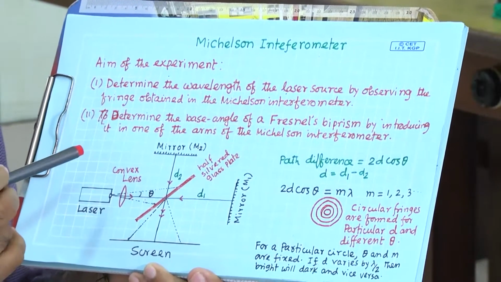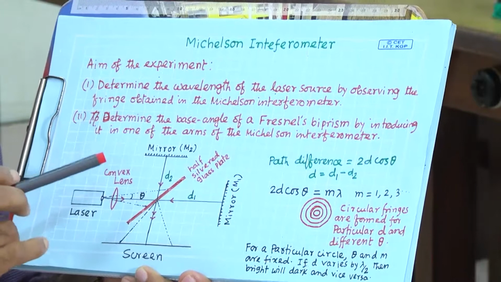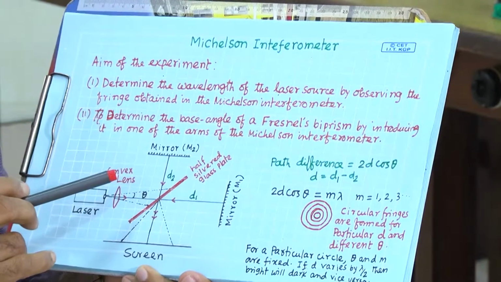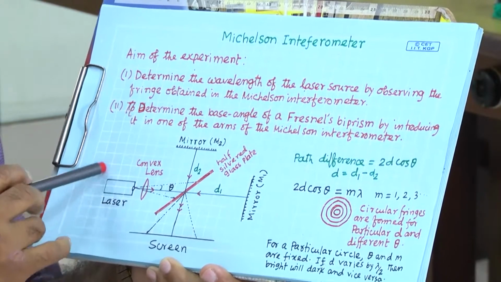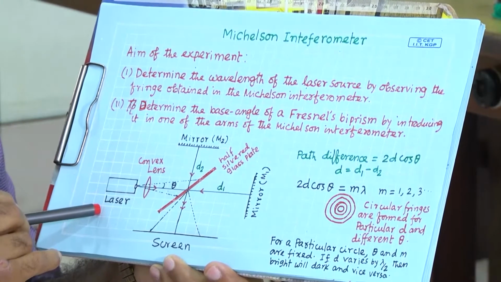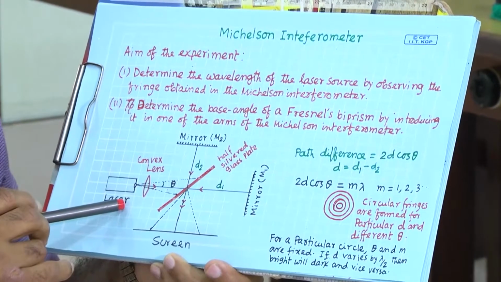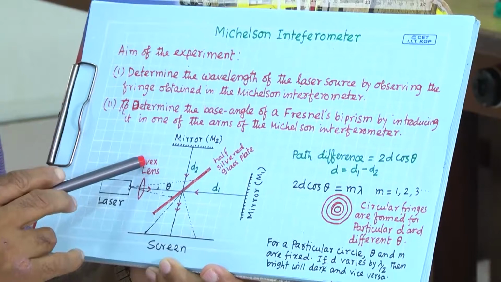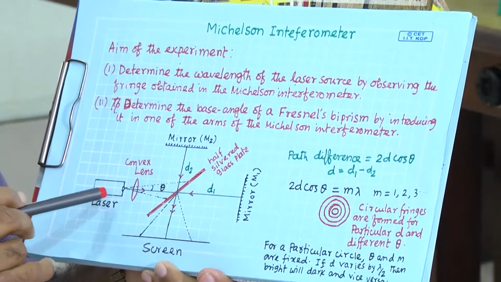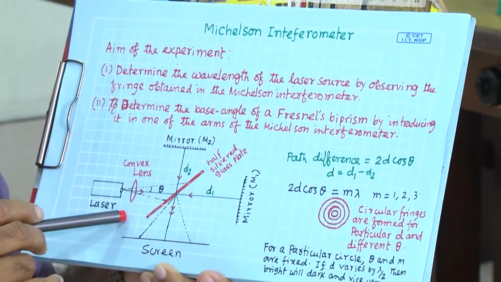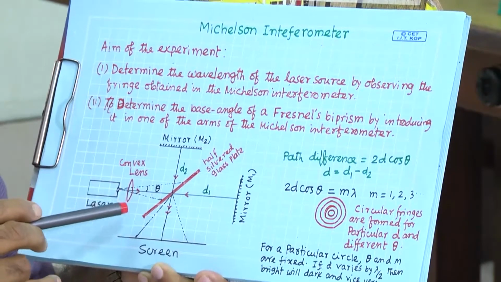Okay. So, let us discuss the Michelson interferometer, what it is. We have a source, say a laser source. Light is coming from the laser source and we are using a convex lens. Laser source generally gives parallel rays, its divergence is very small. So, almost parallel rays we get.